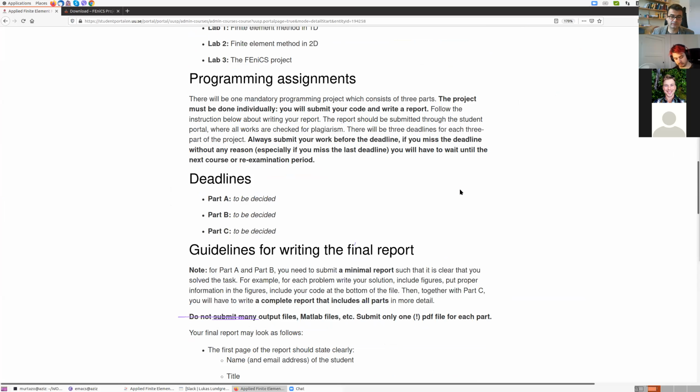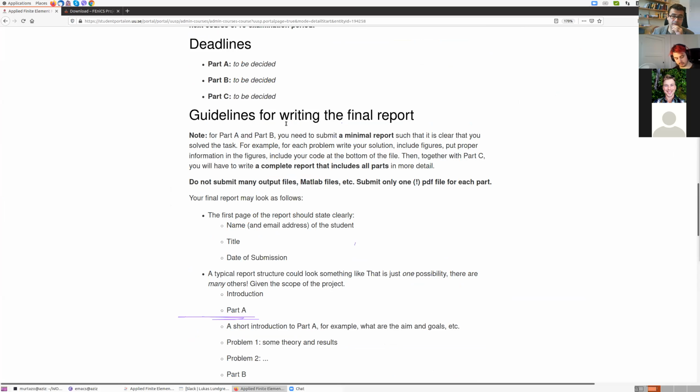Here I wrote about the guideline for writing the report. I wrote that for parts A and B, you have to report minimally. You don't have to write a complete report. And I think you don't have to include your code even in this minimal part. So you just need to write something that we understand. Put the plots, mark the plots, write very shortly what is explained, what is plotted, and just write your solution.